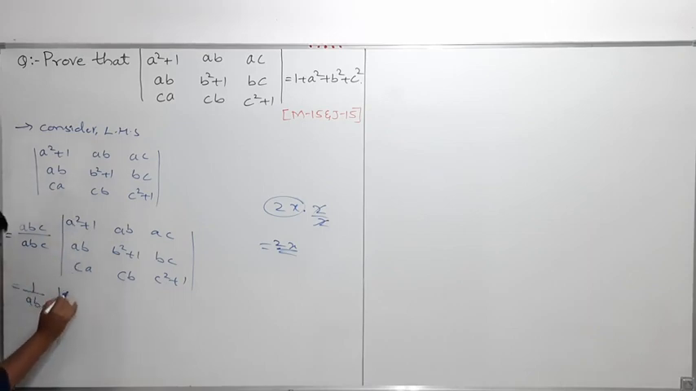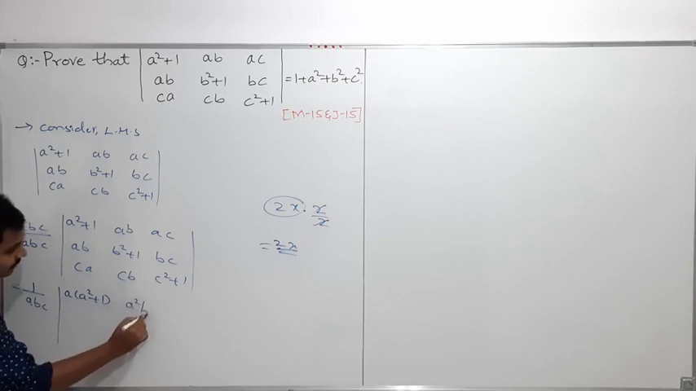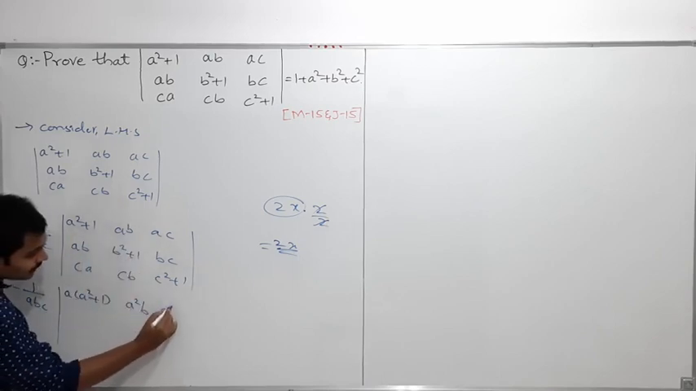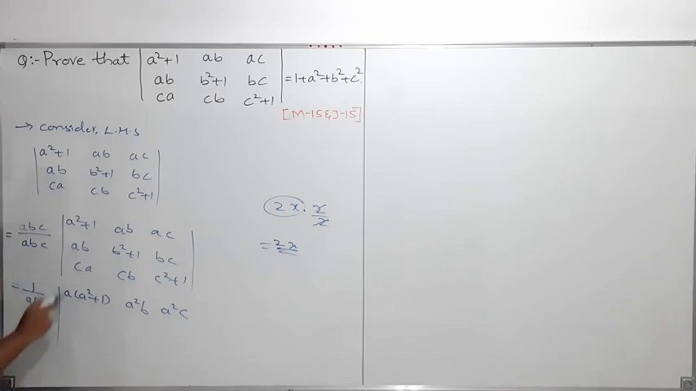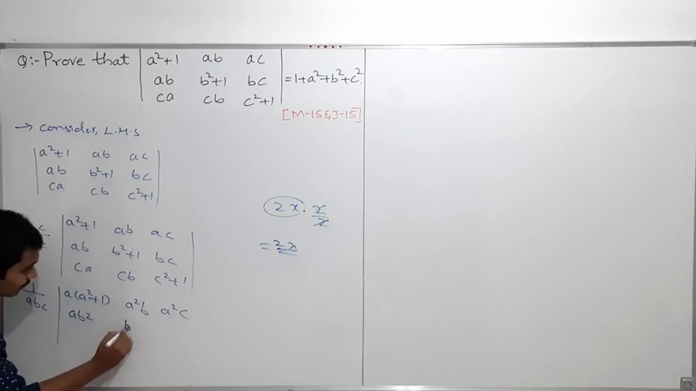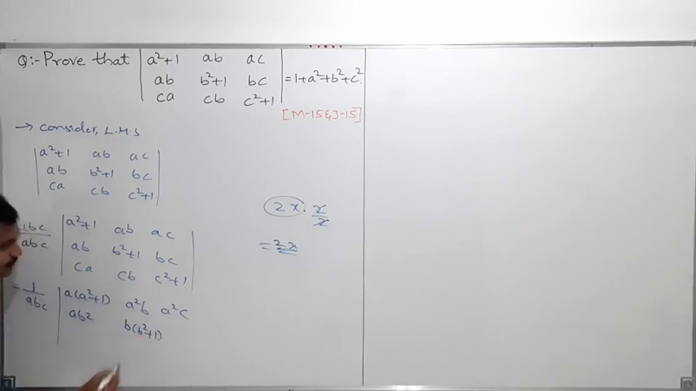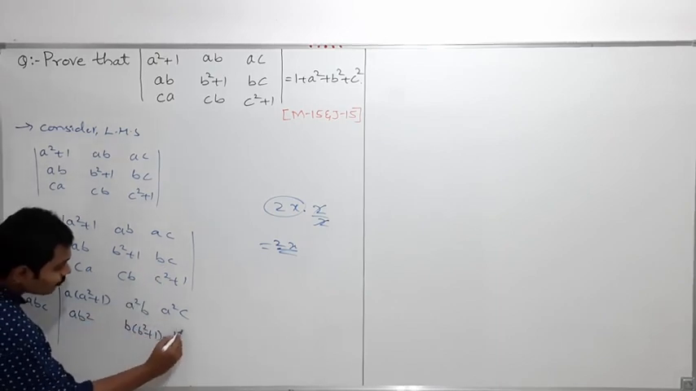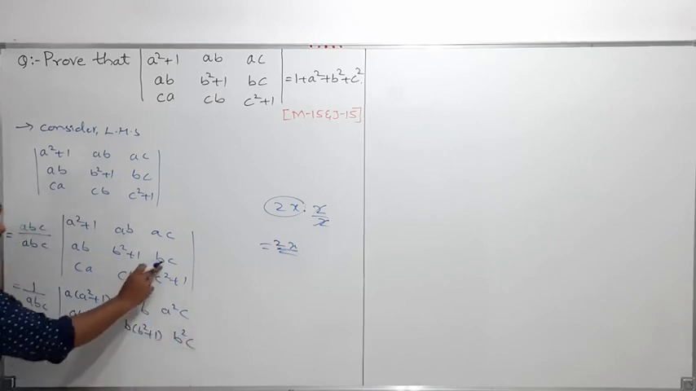So here this will become A into A square plus 1, and this will become A square into B, and this will become A square into C. Clear? And now to the row 2 I am multiplying with B. So this will become here A into B square. I am multiplying the row 2 with the element B, so already B is there. So B into B square plus 1 here, and here it is B square into C.